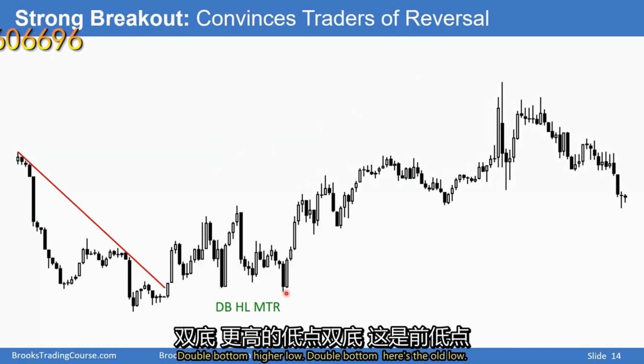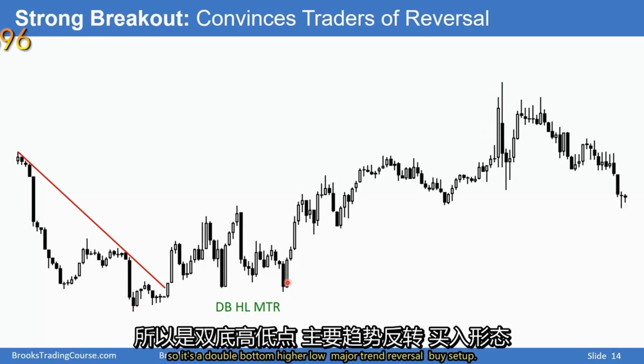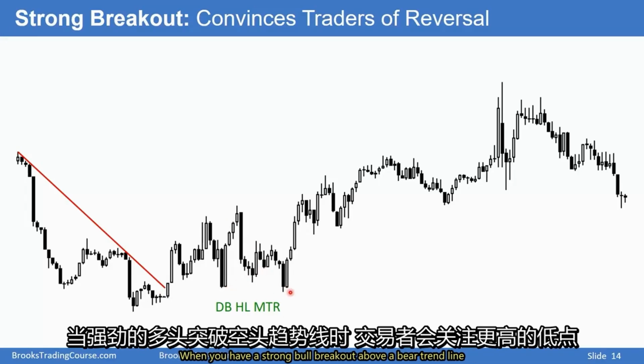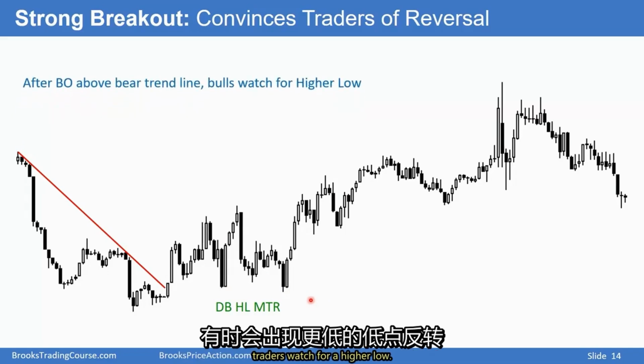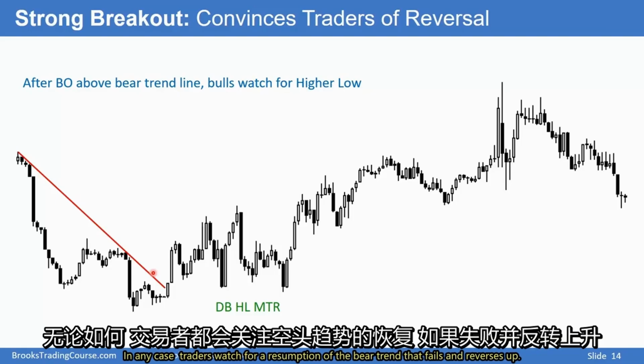Double bottom, higher low. Here's the old low. This is a double bottom above that low, so it's a double bottom higher low. And it's a break above a bull trend line, so it's a double bottom higher low, major trend reversal, buy setup.